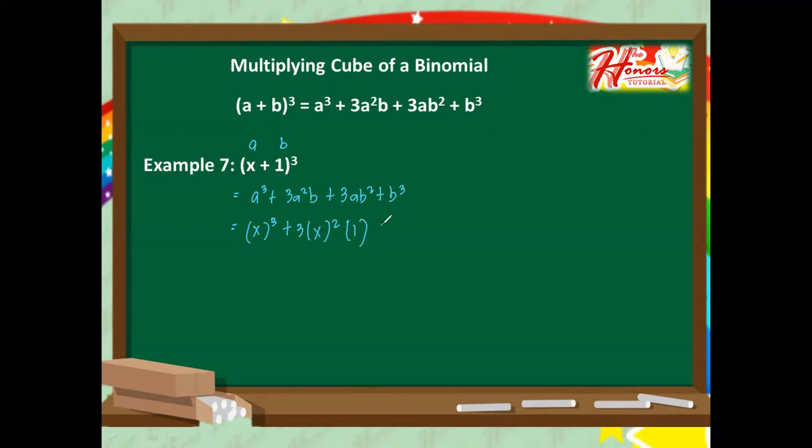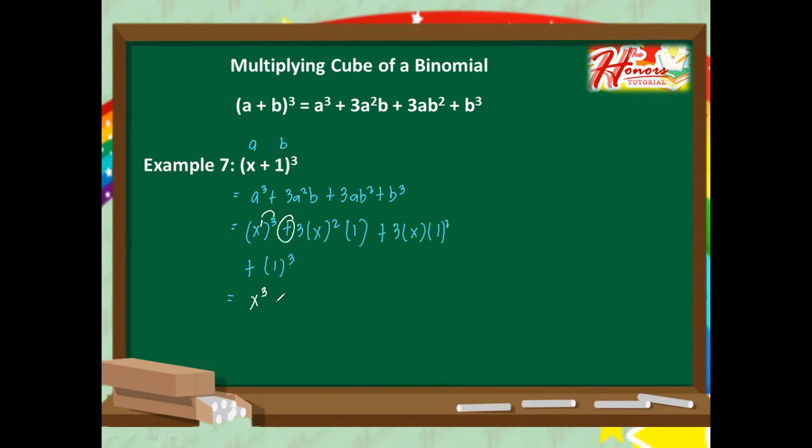And then plus 3 again times the value of a, that's x, times the value of b, that's 1 raised to 2, plus the value of b cubed, so 1 cubed. And then let's solve. X cubed. X raised to 3 is x raised to 3. Why? Because we have here an invisible exponent, which is 1. So what you are going to do is to multiply them. And that's it. Just copy the variable and then multiply the exponents.